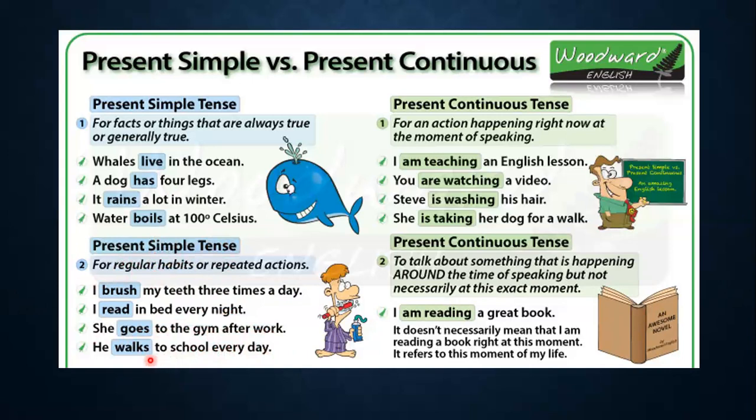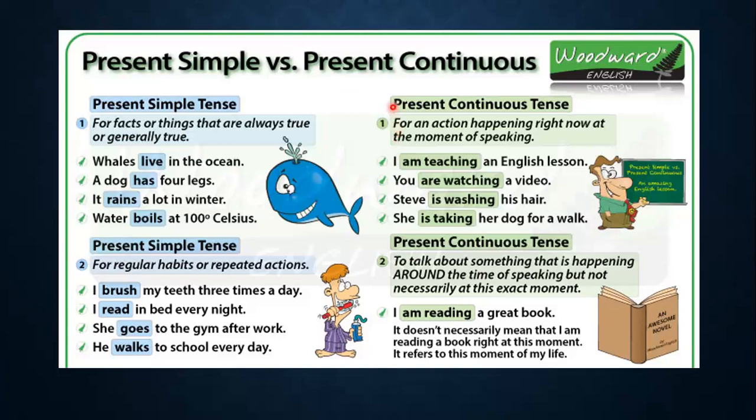Hablamos de acciones repetitivas, de acciones regulares, nuestras rutinas diarias. I read in bed every night. Yo leo en la cama todas las noches. So it's a daily routine, right? Entonces utilizamos el presente simple para hablar sobre acciones regulares, sobre nuestras rutinas diarias, acciones repetitivas y también para hablar de lo que son datos o hechos que generalmente siempre son verdades.